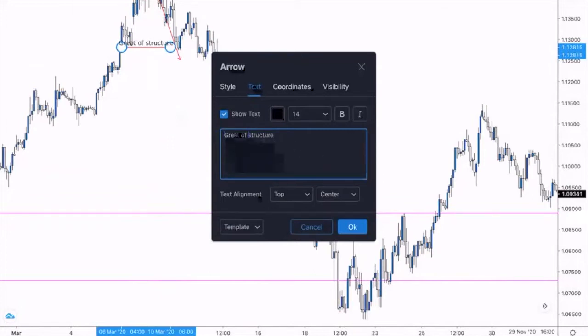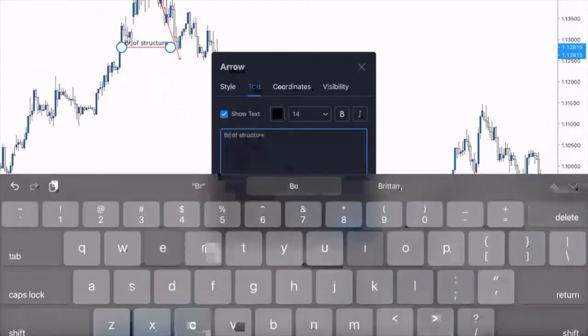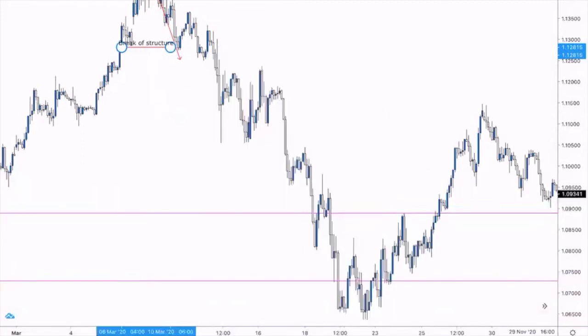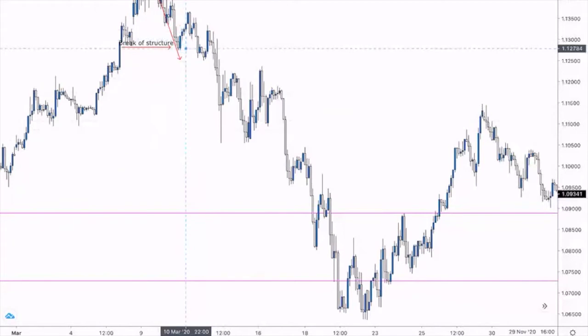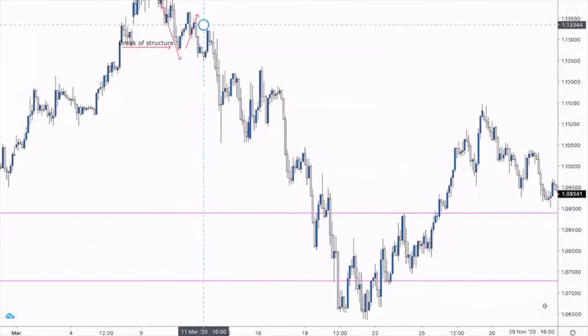You know what? Maybe I should just type it, right? Get the breaker structure there. So now we're expecting the market to make a lower high, which would be here, to make a lower low, which was here, right?